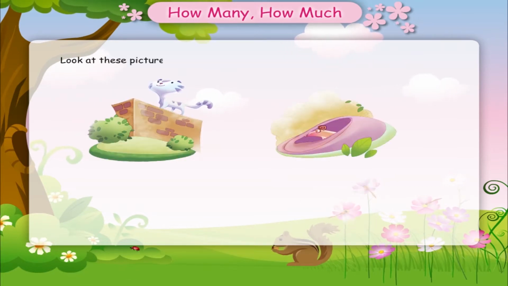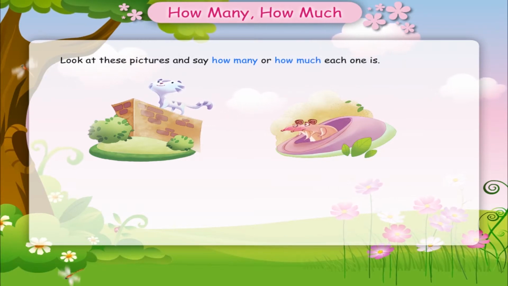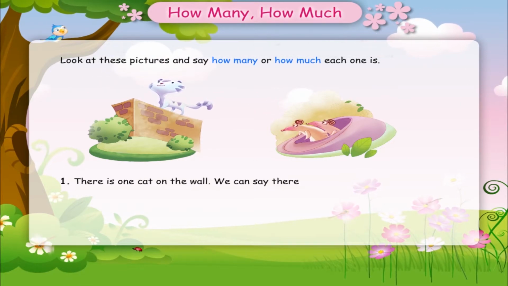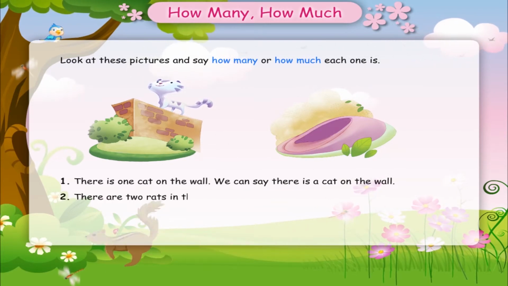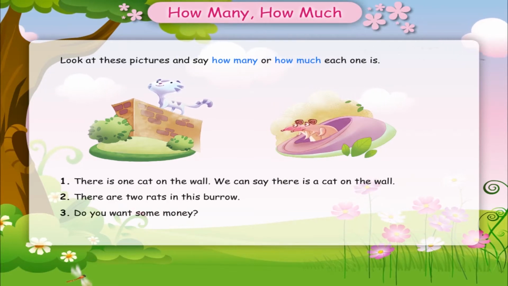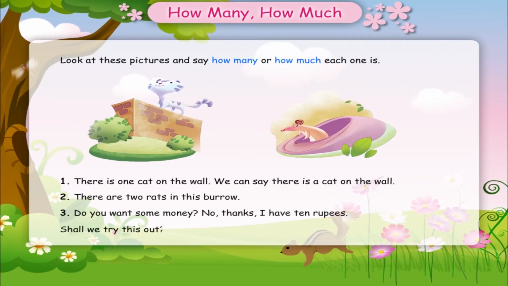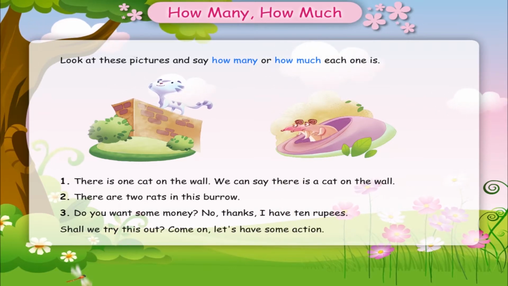Look at these pictures and say how many or how much each one is. There is one cat on the wall. We can say, there is a cat on the wall. There are 2 rats in this burrow. Do you want some money? No, thanks. I have 10 rupees. Shall we try this out? Come on, let's have some action.